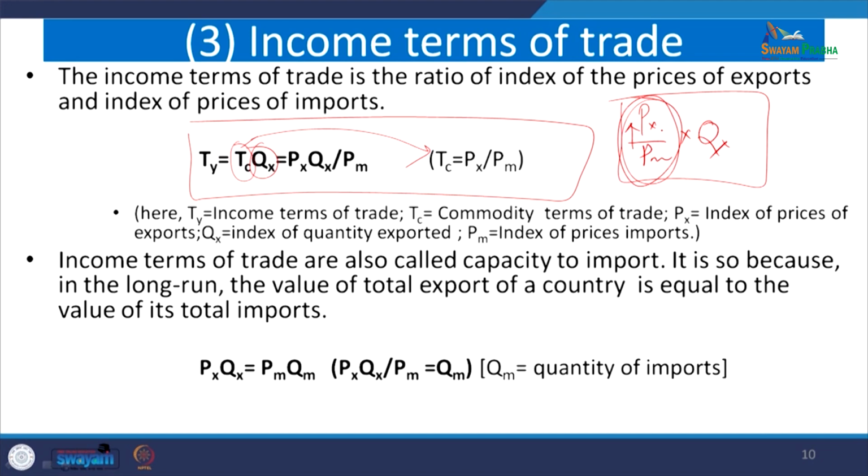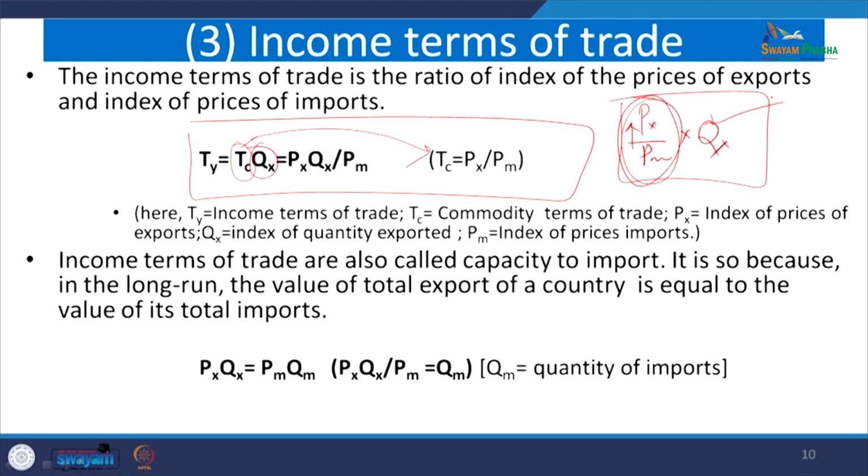So, income terms of trade is also called capacity to import. What is the value we are earning after multiplying quantity, and with that value do we have the capacity to import? If our value is actually less, then our import basket will also be less.